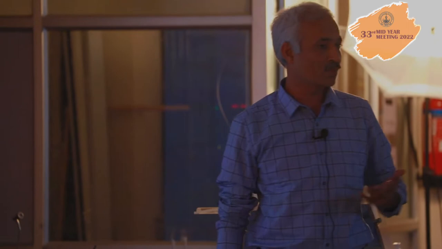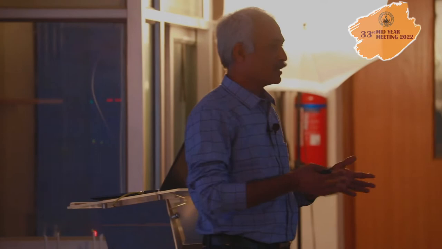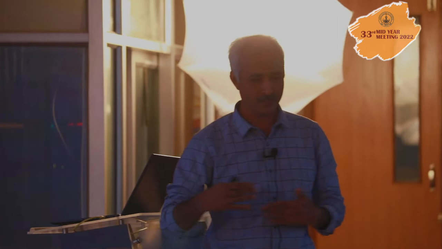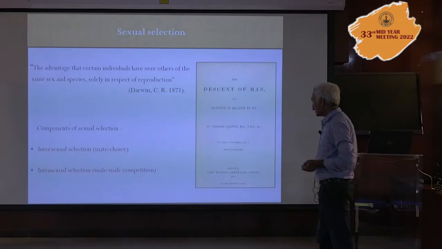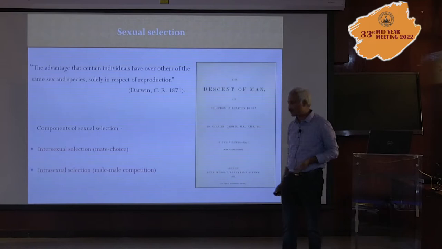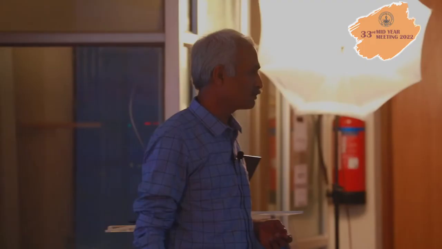Typically, when you think of natural selection, it is described as advantages or variation in the ability of organisms to survive given a certain environment, whereas sexual selection is more thought of in terms of advantages or variation between individuals in terms of their reproductive ability. And Darwin also realized that sexual selection can, in principle, have two different components. You can look at it in two different ways. One is called intersexual selection, the other is called intrasexual selection.